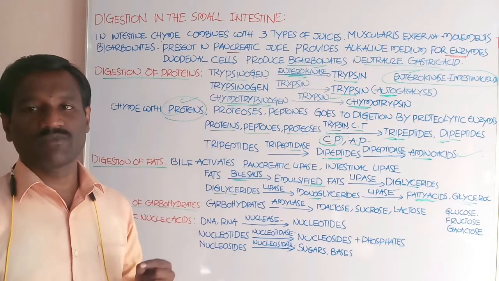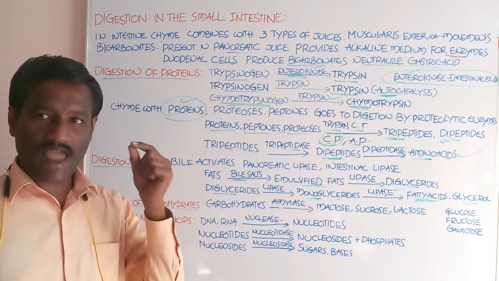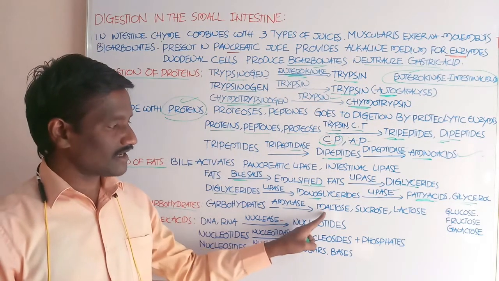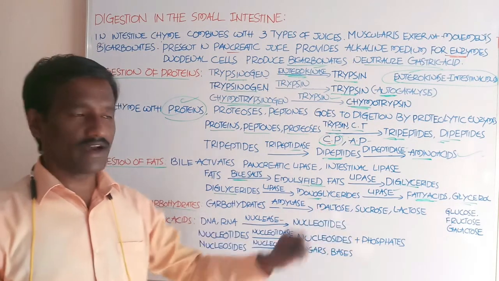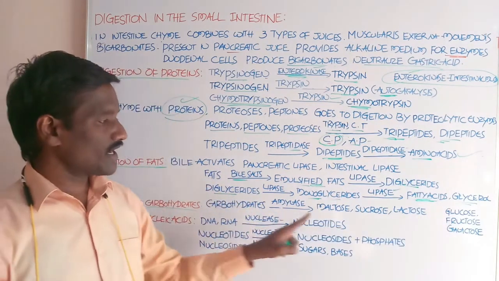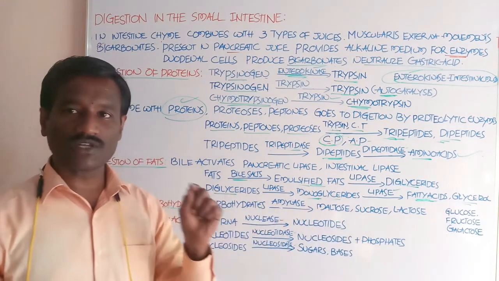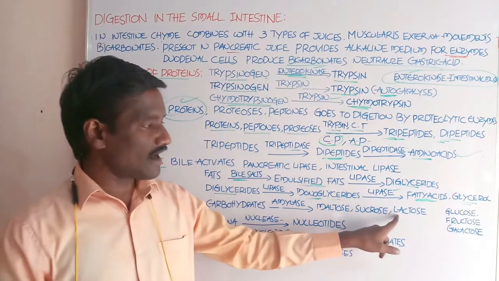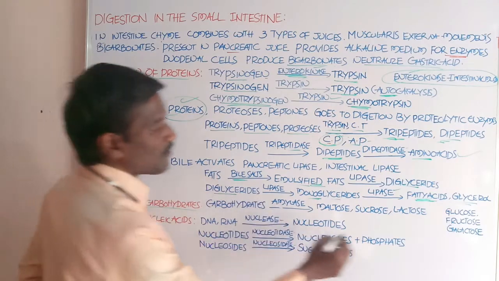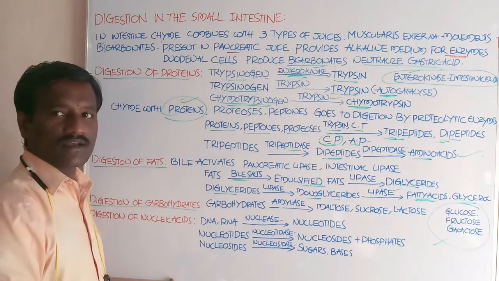Okay, students, on these disaccharides, maltase, sucrase, and lactase present in the intestinal juice act and convert them into glucose, fructose, and galactose. Maltose is formed with two glucose molecules, sucrose is with glucose and fructose, and lactose is with glucose and galactose. Finally, carbohydrates are converted into glucose, fructose, and galactose.